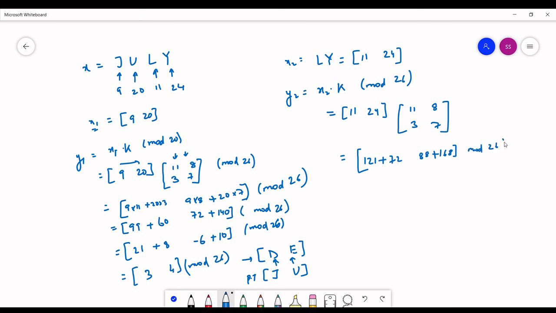Mod 26. You have to write this mod 26 everywhere, don't miss it. I can write this 121 as 26 into 4 is 104, so it will be 21 minus 4, 17. And 26 into 3 is 78, so 72 minus 78 is minus 6. You can use any method to solve it. Either you can take a positive number or you can take a negative number, it's up to you.